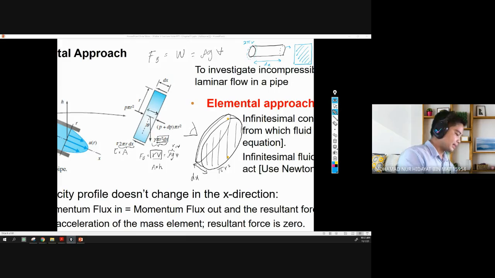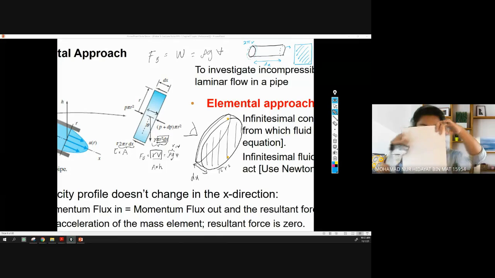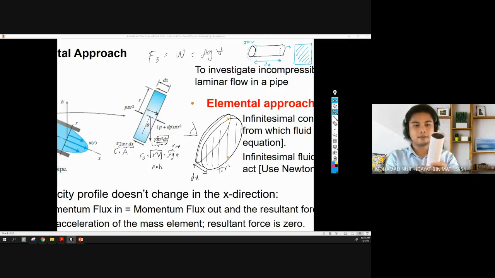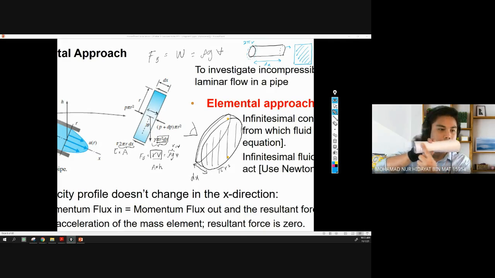So let me show you this. Yeah, you can see this is paper. You try to make it like this. This one, you can see here, this is 2 pi r, circumference, ukur lilitan. Multiply with dx, from here to here, dx. Finally, you open up, you will get the surface area. You can see here.